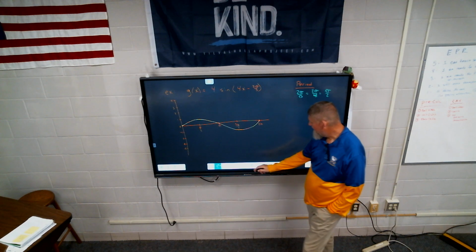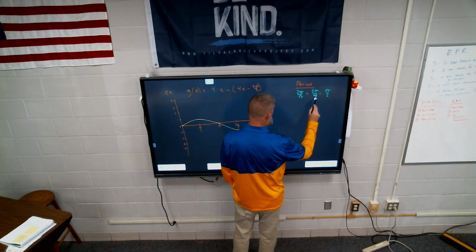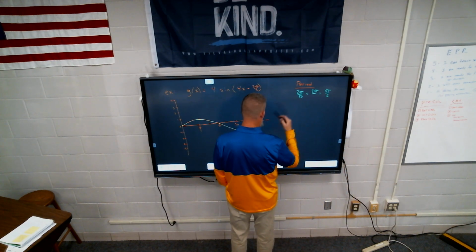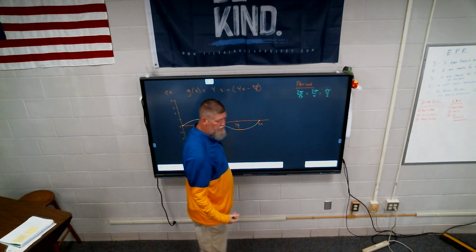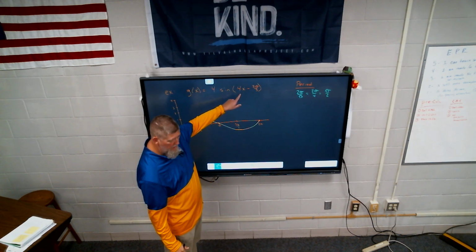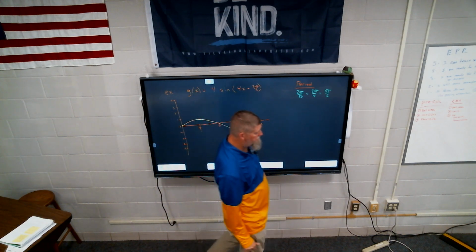Is that a B right there? Is that the 2 pi over B? Yes, that's the formula. I just wrote it in there to remind us that the period is always 2 pi over B. So then it's 2 pi over 4.